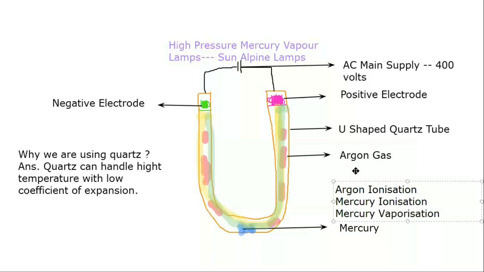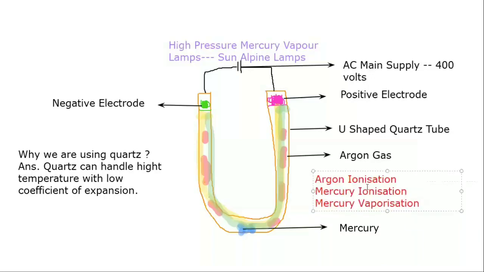So these three phenomena are very important. I will put it in red color. Argon ionization, mercury ionization, and mercury vaporization are responsible for production of UVR. Sufficient heat is produced to vaporize the mercury inside the burner, which takes about 5 minutes to reach its peak. When the lamp is turned off, ions of argon and mercury will recombine so that the tube returns to the normal state.